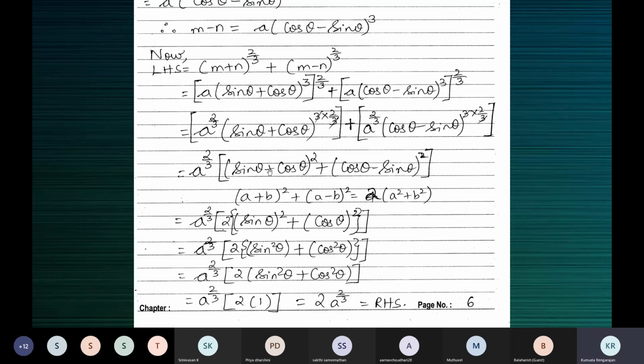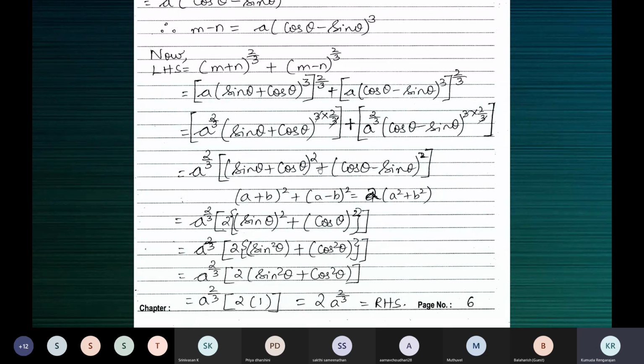But you know that sine theta plus cos theta is also cos theta plus sine theta. A plus b, b plus a, both are the same, no? You can treat this as cos theta plus sine theta also. So this is of the form a plus b the whole square plus a minus b the whole square.